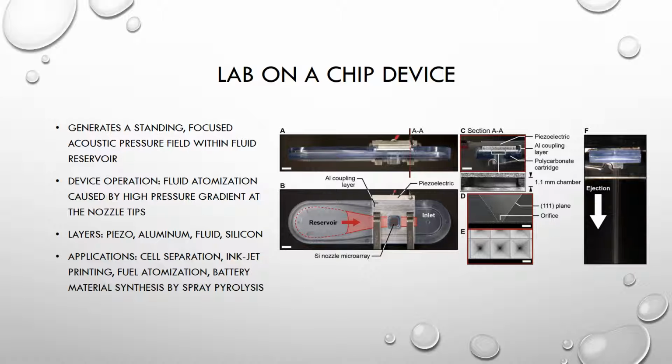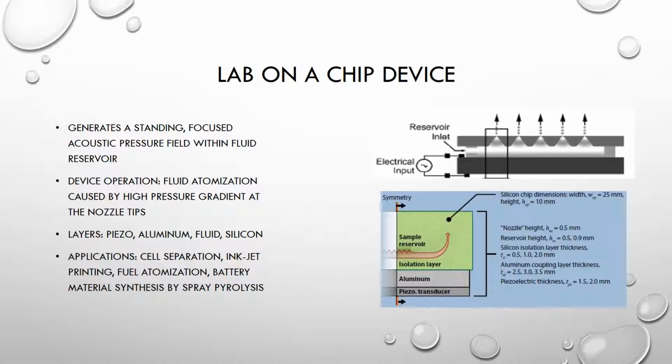The pyramid nozzles effectively focus the acoustic waves to create a high-pressure gradient near the nozzle tips. The physics of droplet ejection is very complex, and I will simply state that once the pressure gradient at a nozzle tip reaches a threshold value, the nozzle will eject droplets at a rate equal to the driving frequency of the driving piezo. A 2D conceptual cross-section of the device is shown at the right, with piezo, aluminum, silicon, and fluid layers.